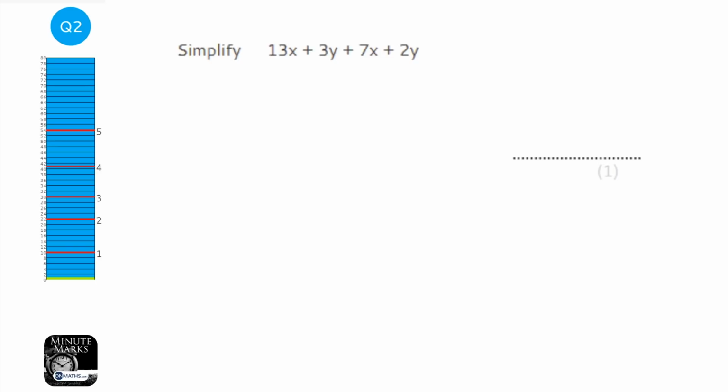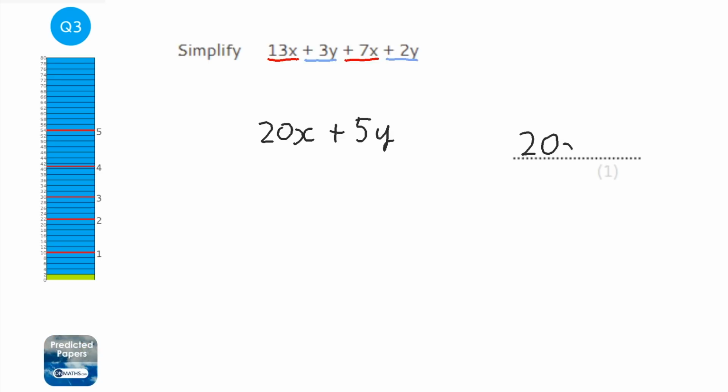Okay, so when simplifying, it's really important to understand what like terms are. This is an x term, and this is also an x term. This is a y term, and this is a y term. So we're going to add the x terms first, so 13x plus 7x is 20x. And then we're going to add the y terms, so 3y plus 2y is 5y. Now it can be tempting to try and add these together, but these are unlike terms, so we can't add them together. You can multiply them, so if we times them together it would be 100xy, but when we add them we can't add them. That is our answer.